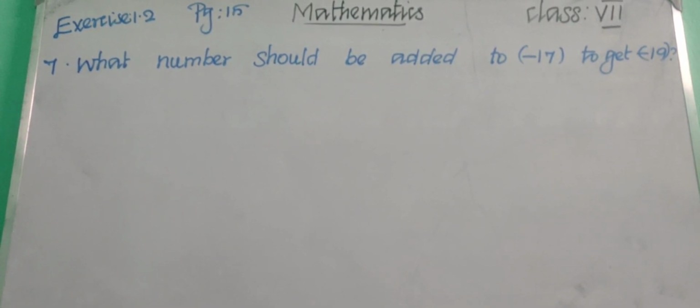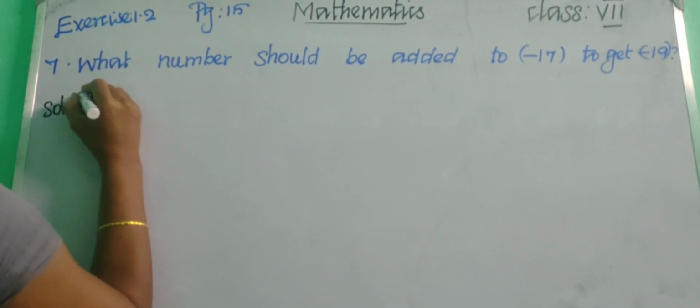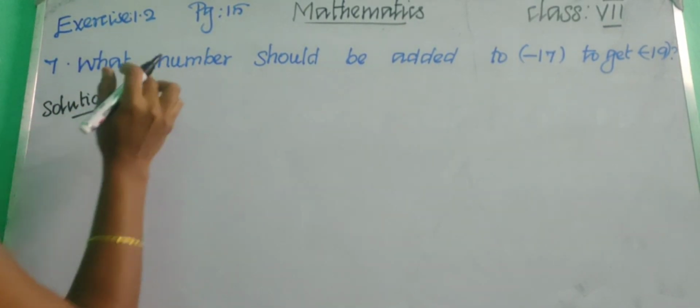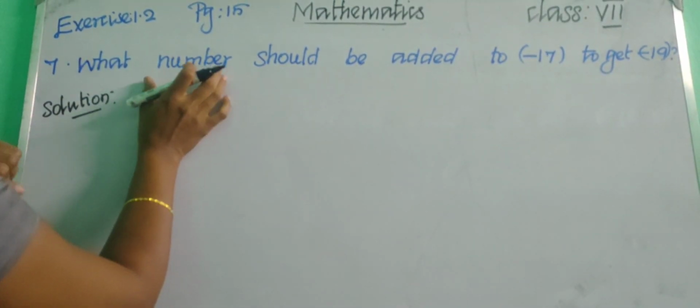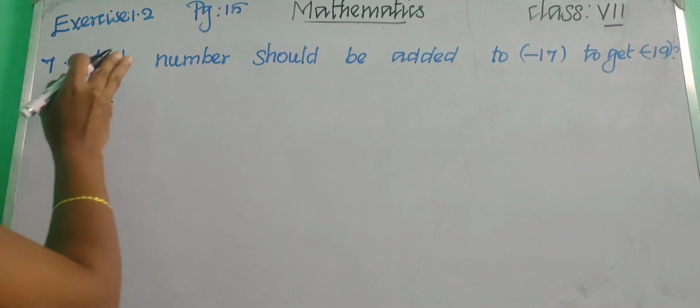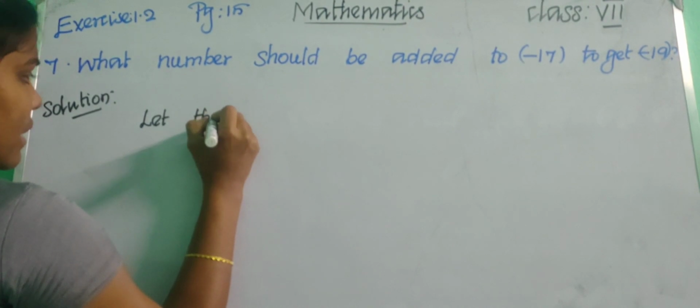Okay children, so what is the question? What number should be added to minus 17 to get minus 19? Let us consider this number to be x, okay children, so write the solution. We need to find that number, and we don't know it, so we are assuming it as x. Let the number be x.